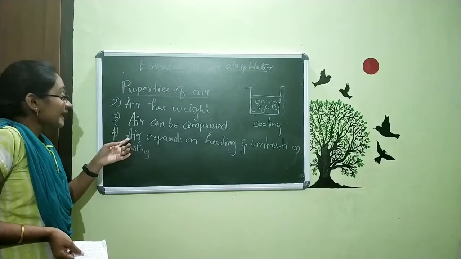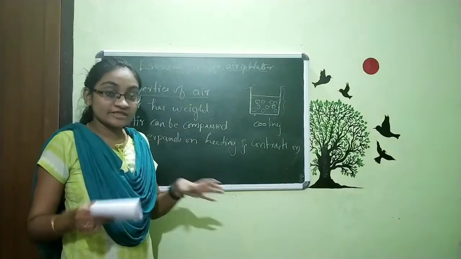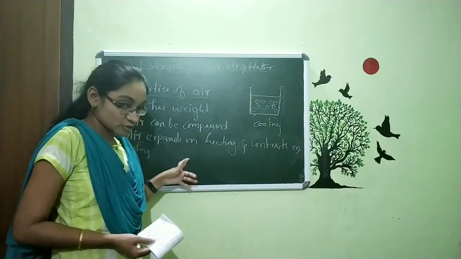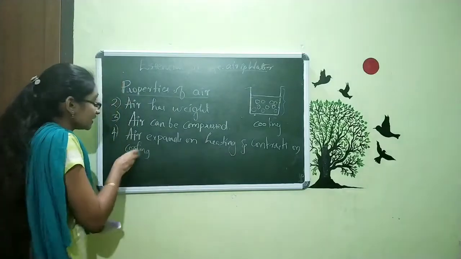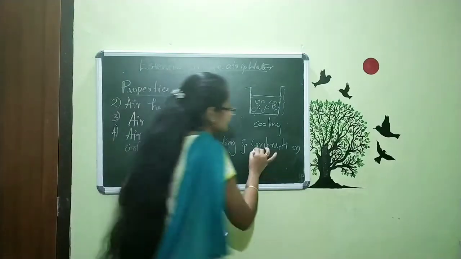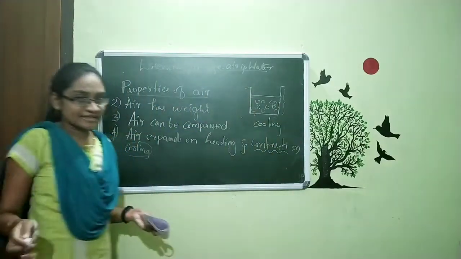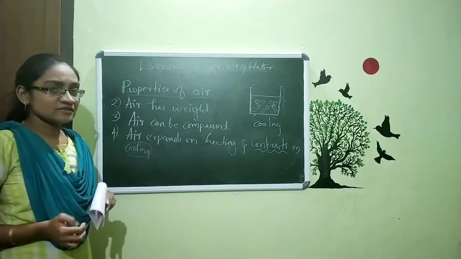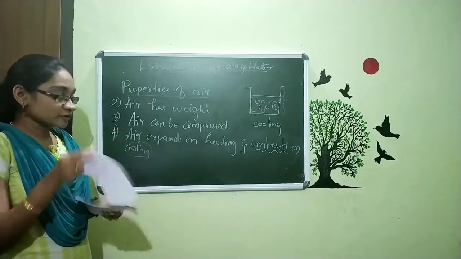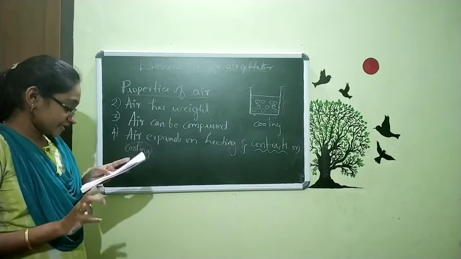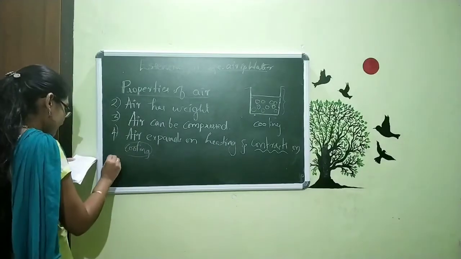So we can say air expands on heating. When we are heating this, the expansion occurs, and when we are cooling this, the contraction occurs. So very simple. That is the fourth point. And now we are going to discuss the fifth point, and that is the last one.